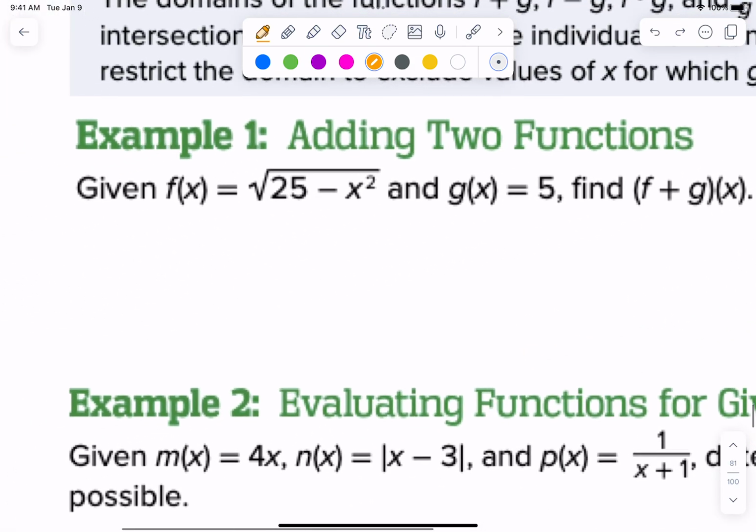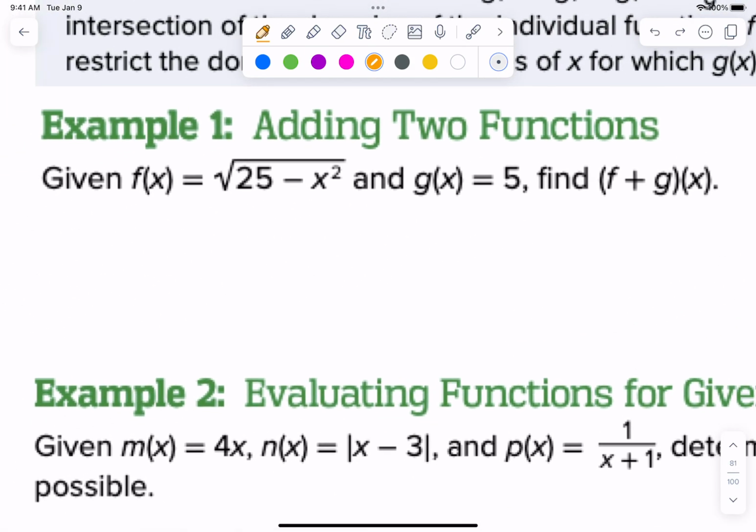That's how it works. Okay, adding two functions. We are adding these together. We are taking f plus g, so this guy plus 5 times the square root of 25 minus x squared, and I am adding 5 to it. Now, can we take the square root of this thing?